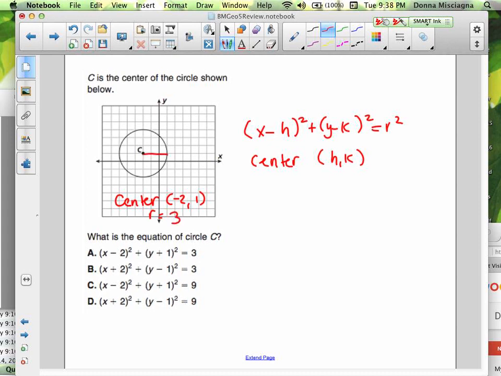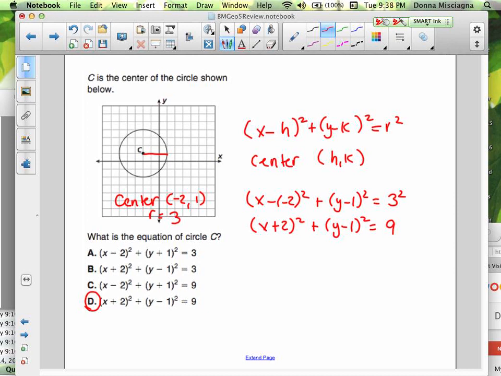It's just 3. Okay. So the equation for our circle will be x minus a negative 2 squared plus y minus 1 squared equals 3 squared. And then we should simplify out the double negatives. So (x plus 2) squared plus (y minus 1) squared equals 9. And so the equation that matches ours is the last one, D here. All the other ones either have a sign error or they forgot to square the radius. So that's all there is to it.